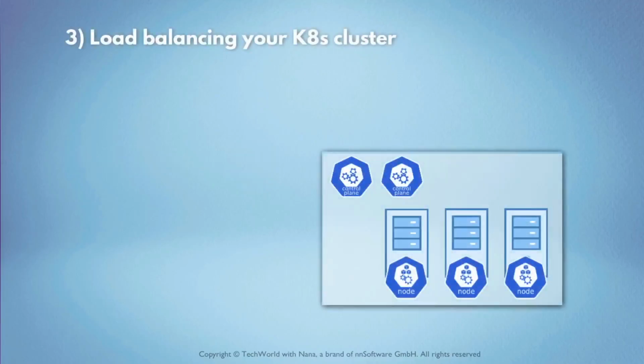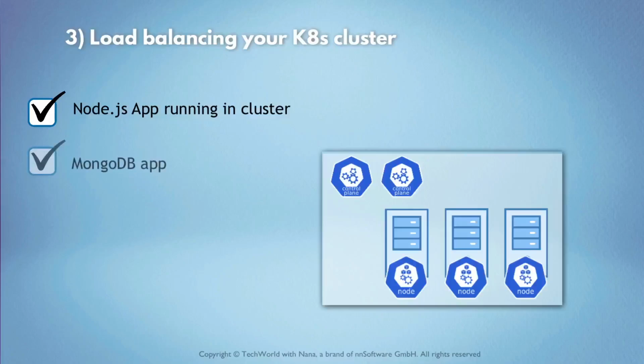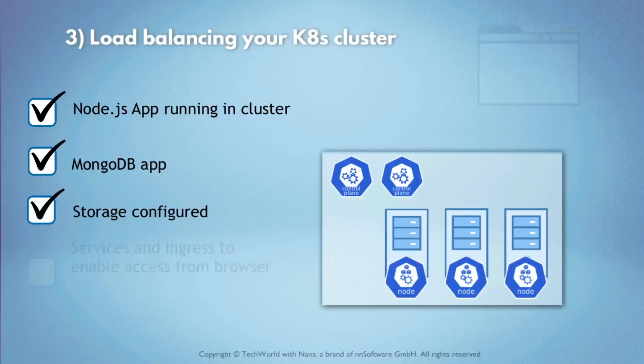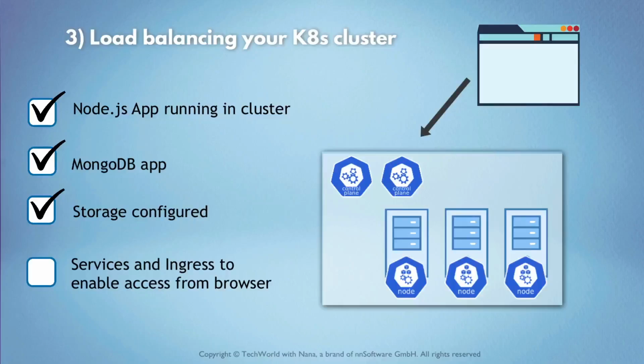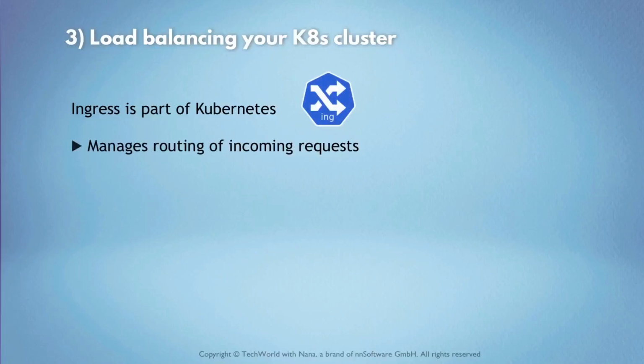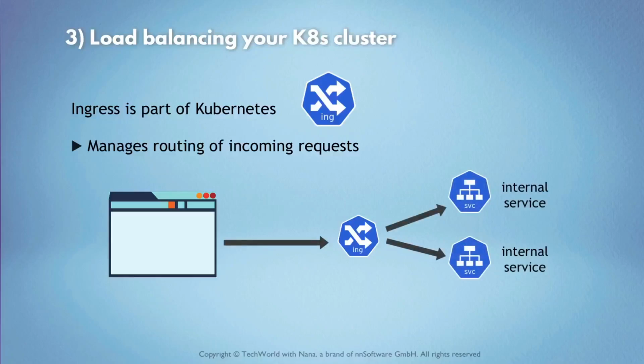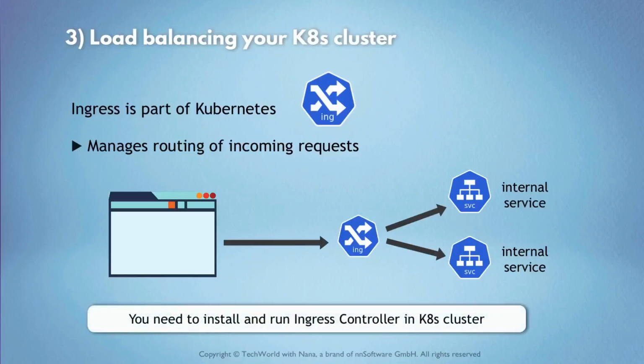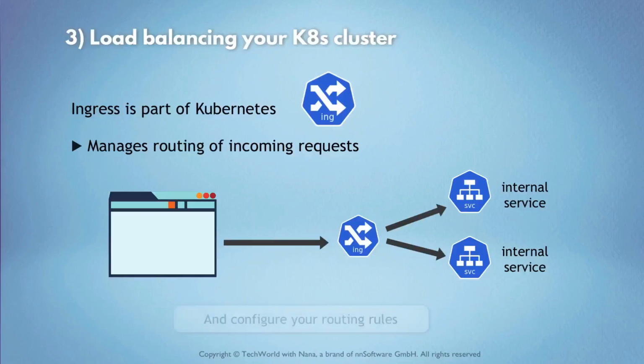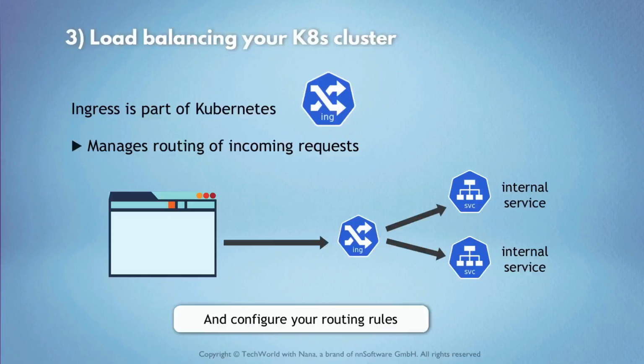Okay, so now you have your Node.js application, let's say running, as well as MongoDB database application with replicas and its storage configured. So now we need services and access from the browser through Ingress, which is part of Kubernetes that basically manages routing of incoming requests, like from a browser to internal services in Kubernetes. So in our example, you would need to install and run Ingress controller in your Kubernetes cluster so that you can configure Ingress rules that will then route the incoming traffic to your Node.js application.